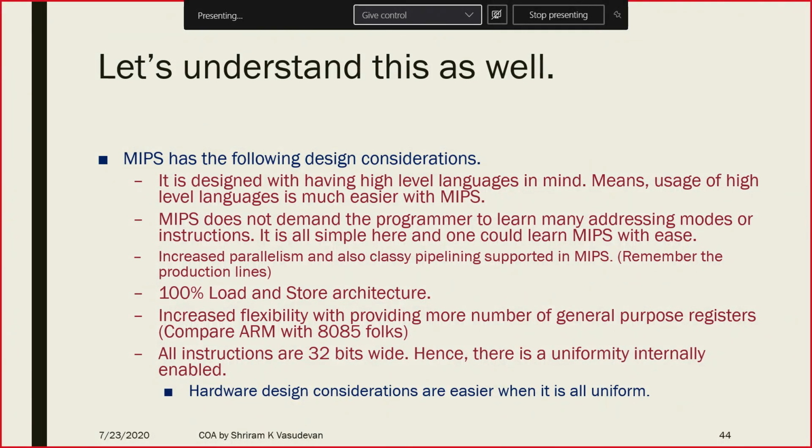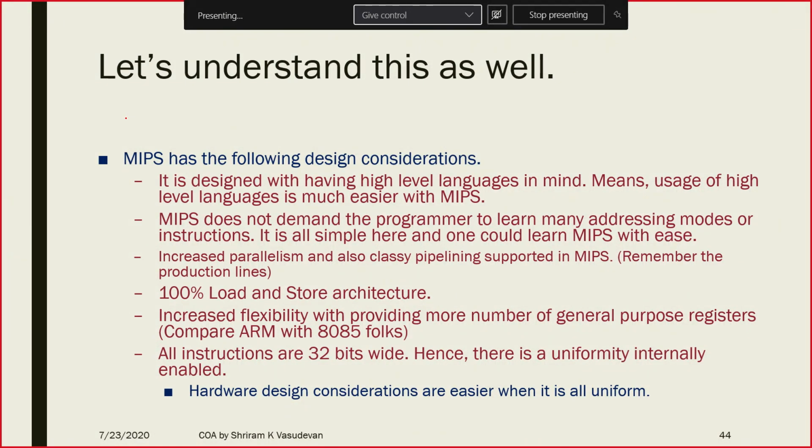Second, parallelism is increased here. Pipelining is supported here. Both are very, very important. What is pipelining? I told you this already. When I am painting the first bike in the production line, the second bike should be ready for me to be painted next. The same is the case with the instruction set. I have 5 instructions. I need to have the rest of the instructions ready to be processed.